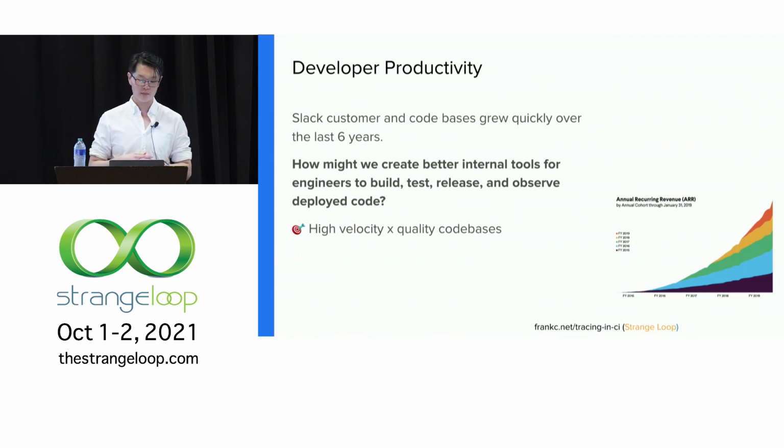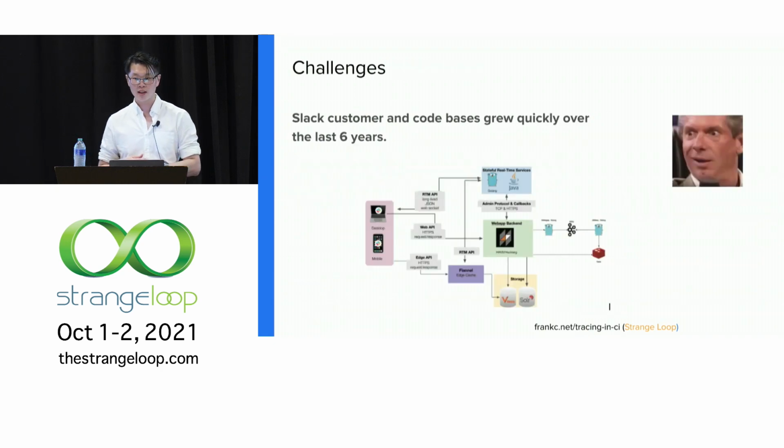And this begs the question, how might we create better internal tools for engineers to build, test, and observe deployed code? Well, there are challenges. As the great philosopher Uncle Ben from Spider-Man once said, with great power comes great responsibility.